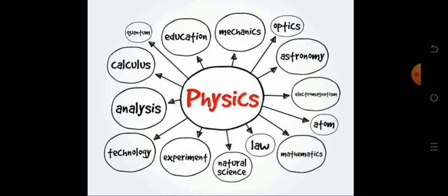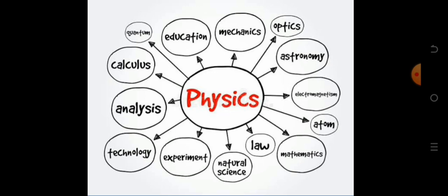Well, if you look at those charts, you'll discover that physics resonates around all these other fields of study. So when talking about physics, we talk about calculus, quantum, mechanics, optics, astronomy, electromagnetism, atoms, mathematics, law, natural science, experiment, technology, analysis, and so on. This diagram gives a brief illustration of what physics is all about.